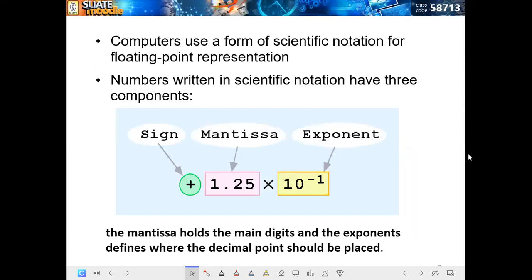Right. This slide says computers use a form of scientific notation for floating point representation. Numbers written in scientific notation have three components. One is the sign, whether it's plus or minus. Another one is the mantissa, the significant part, and the other one is the exponent. Exponent means the 10th power, if we talk about decimal numbers.